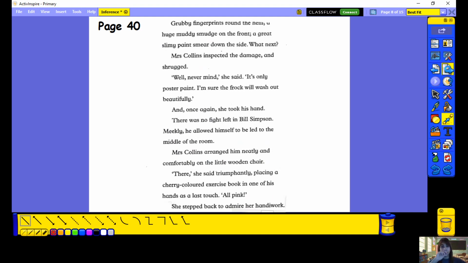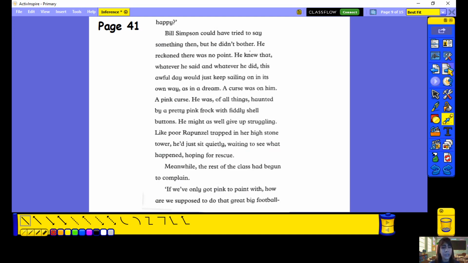Okay, page 41. Happy? Bill Simpson could have tried to say something then, but he didn't bother. He reckoned, so he believed, that there was no point. He knew that whatever he said, whatever he did, this Wolfall day would just keep sailing on in its own way as in a dream. A curse was on him, a pink curse. He was of all things haunted by a pretty pink frock with fiddly shell buttons. He might as well give up struggling.